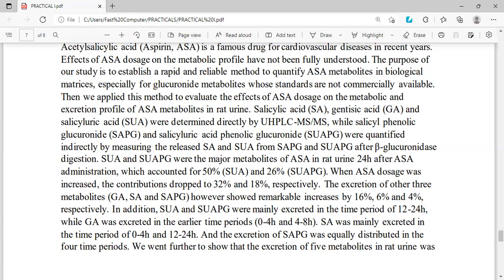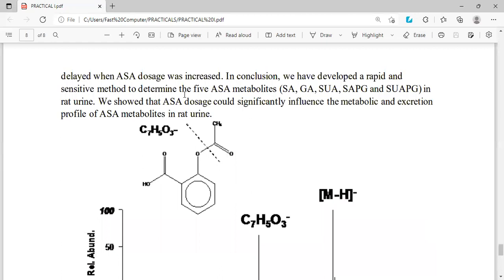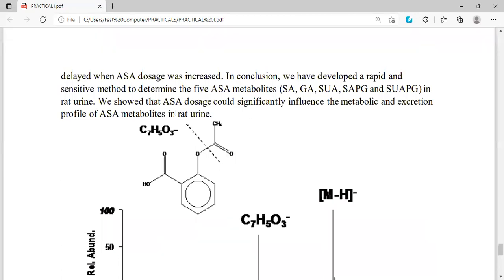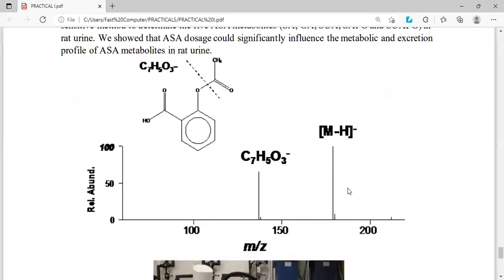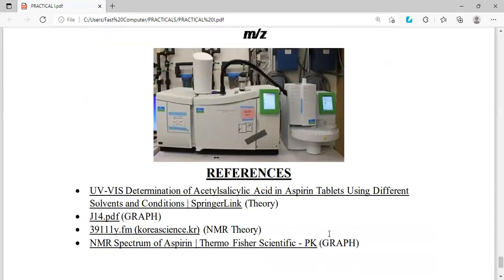We went further to show the excretion of 5 metabolites in rat urine was delayed when ASA dosage was increased. In conclusion, we have developed a rapid and sensitive method to determine the 5 ASA metabolites in rat urine. We showed the profile of ASA metabolites in rat urine. This is the spectra of ASA obtained by mass spectrometry. And this is the instrument used in mass spectrometry to determine ASA. Thank you.